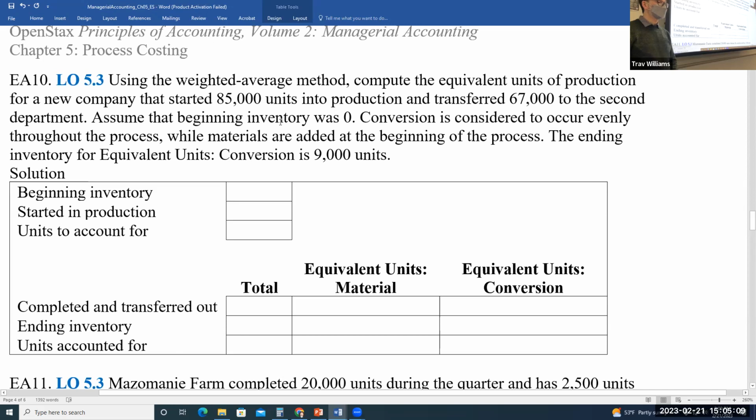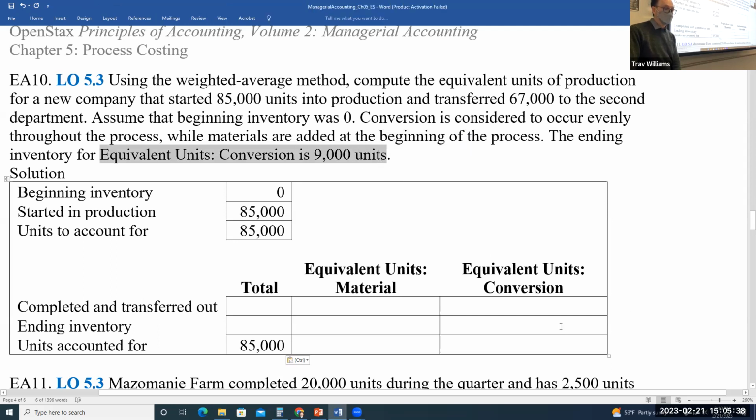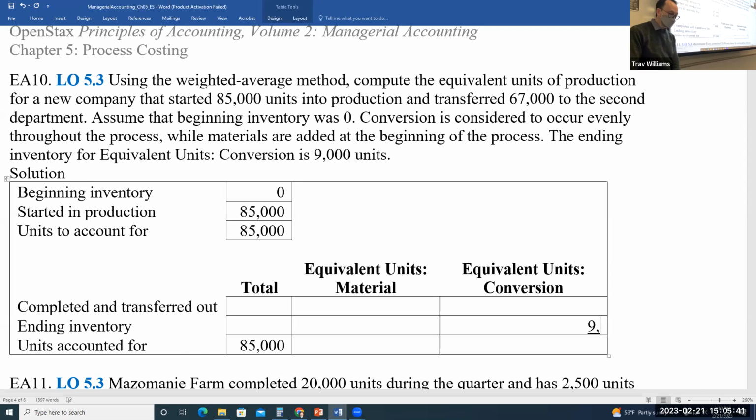Number 10. 85,000 units started. Beginning inventory is 0. So how many are there to account for? 85,000, right? Okay, here they're mixing things up a little bit. They told us the equivalent units for conversion is 9,000. So they gave this to us.